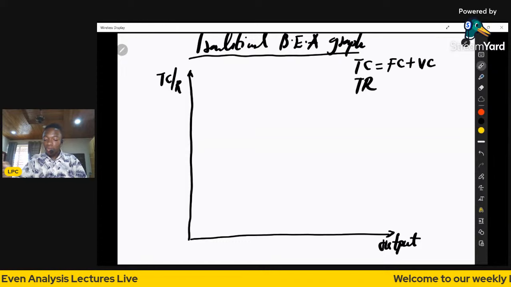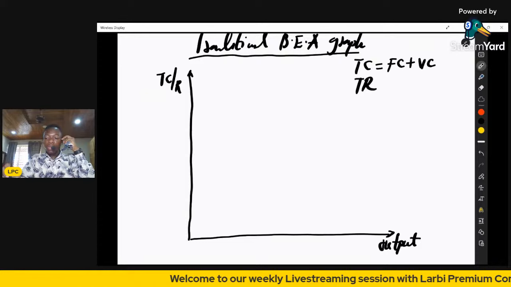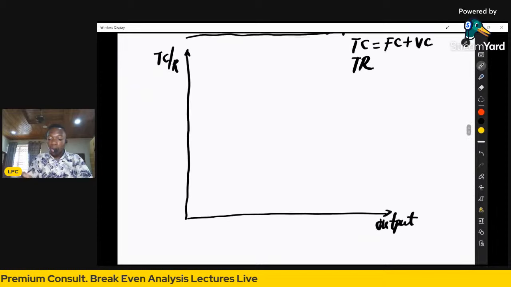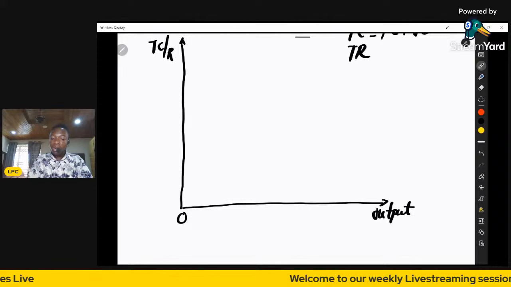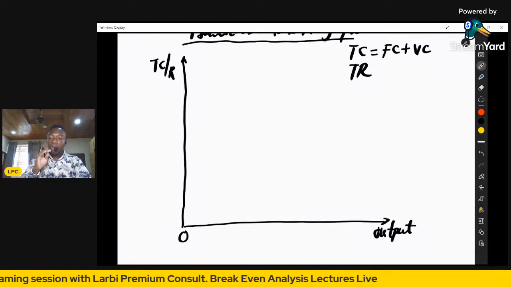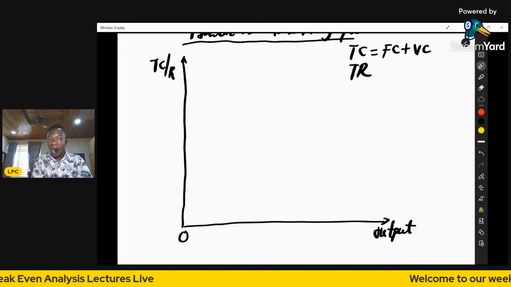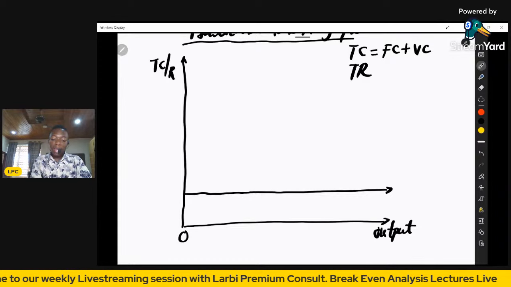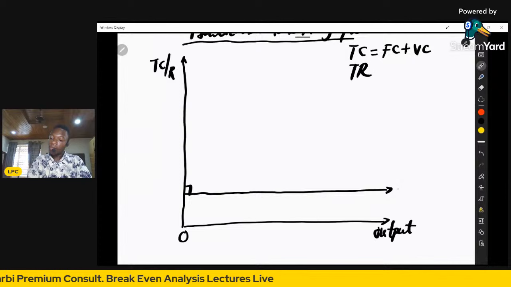So first of all, look at total fixed cost. How does total fixed cost behave graphically? We said total fixed cost is fixed. It doesn't change with the level of output or sales. So on the break-even graph, let's say here is the zero point of origin. Fixed cost is perpendicular to the total cost or revenue axis, so it will always form an angle of 90 degrees at that axis. It becomes a straight line like this. So any time you see a straight line that makes an angle of 90 degrees, it is your total fixed cost curve. So there's our fixed cost curve.